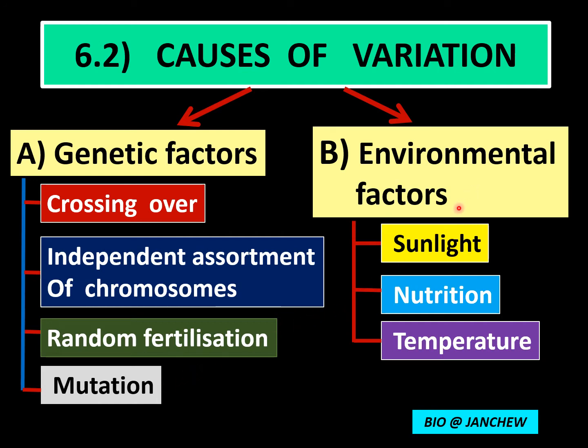Then for environmental factors, which you will study in another video, examples are as follows: sunlight, nutrition, and temperature. Okay, for example, exposure to sunlight can increase the pigmentation on the skin and make it darker.